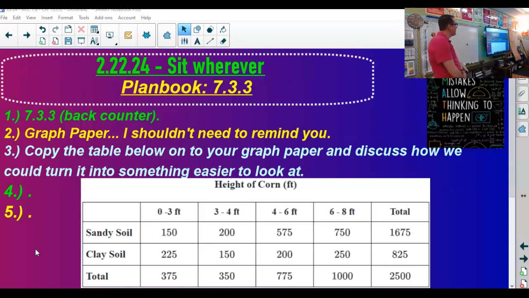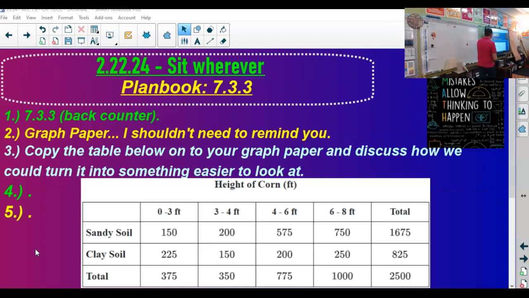So we're comparing sandy soil to clay soil. But guys, it feels like this table is a little hard to work with because, did they plant the same number of plants in the sandy versus the clay? No, they didn't. Because if you look across to the totals, they totally did not.